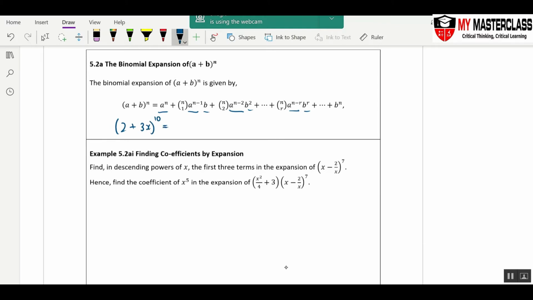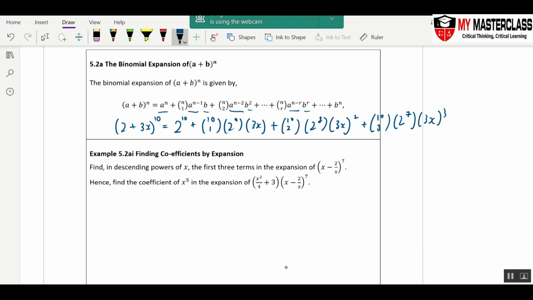The first term is 2 to the power of 10, plus 10 choose 1, 2 to the power of 9, followed by 3x starting to increase. Followed by 10 choose 2, 2 to the power of 8, then (3x) squared. Remember to put the square outside of the bracket. Plus 10 choose 3, 2 to the power of 7, (3x) to the power of 3, plus dot dot dot. Then you evaluate them out yourself.